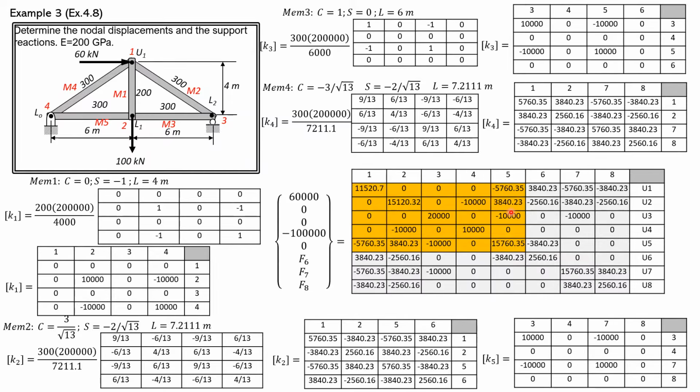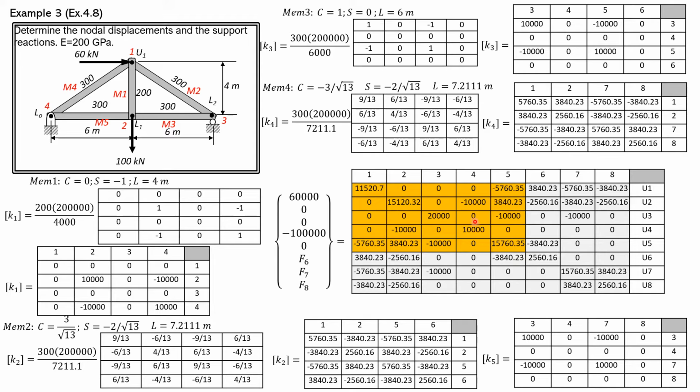Then this is 3, 3. So we have 0 here, there's none. Here we have 10,000. Then here none. Here another 10,000. So 10,000 plus 10,000 is 20,000.